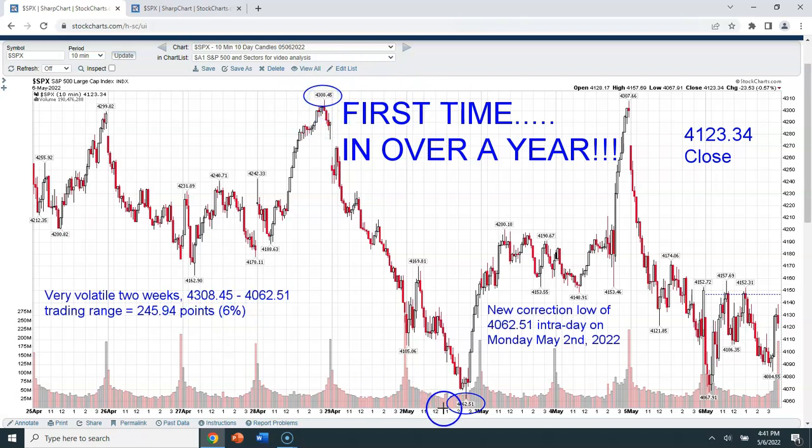This 4308.45 number is 6% higher than this move here, and as you can see, once we hit that low, we basically went right back almost exactly to that same level, fell just slightly below that, and then pulled all the way down here. So guys, just super volatile trading, even just this week, but when you add in last week, it has been extremely volatile over the last couple of weeks.